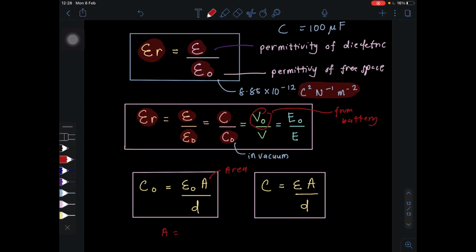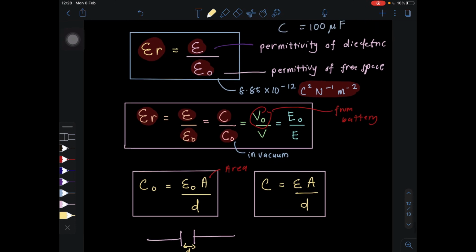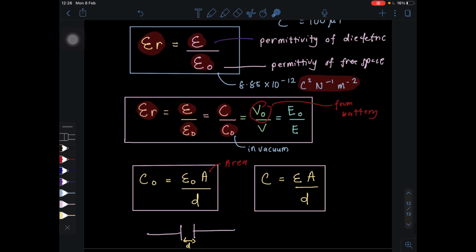The area here is usually given, we don't have a formula for it. It's just that because it is a plate, it's just the length and width. And then D here will be the distance between the two plates of the capacitor. So the distance between these two is the value for D. So this is for in vacuum, and this one is for when the dielectric is placed.